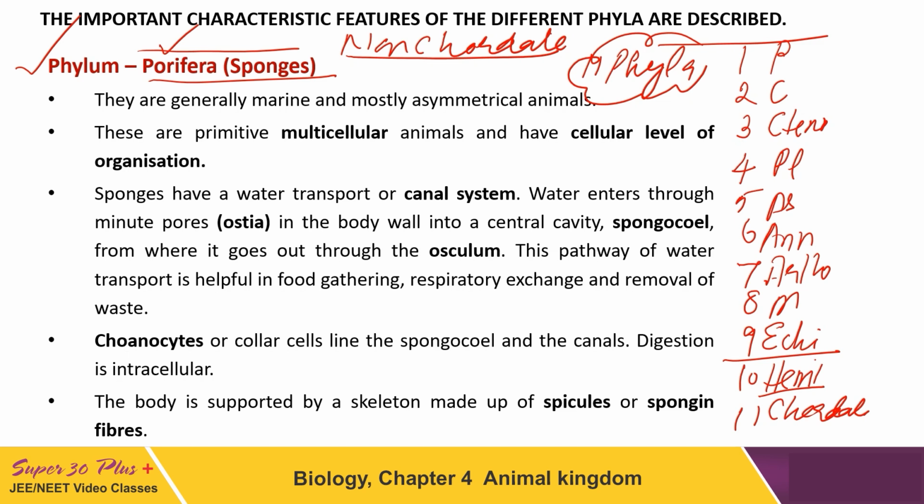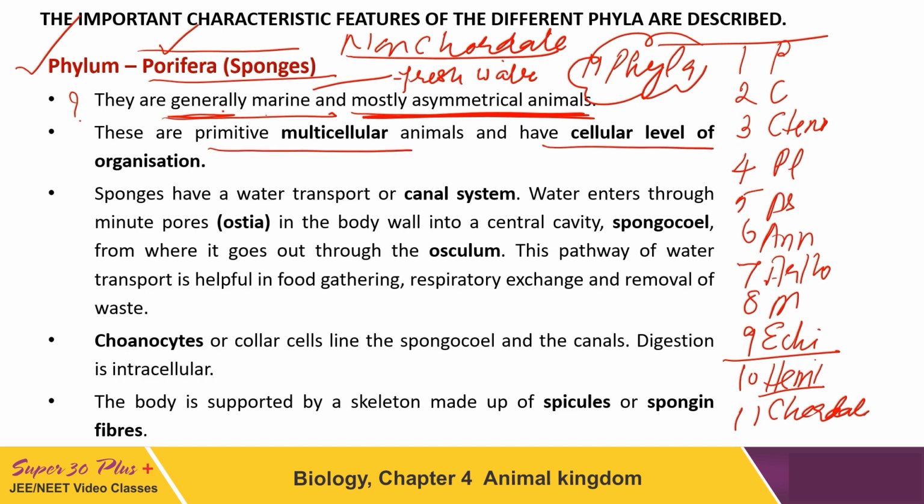Remember, generally these are marine, found in seawater, and mostly asymmetrical. But generally marine doesn't mean exclusively marine. This is an important point you see here. Generally these are marine, but a few examples are found in fresh water also. We will see in time to come. Primitive multicellular animals, and they have cellular level of organization.